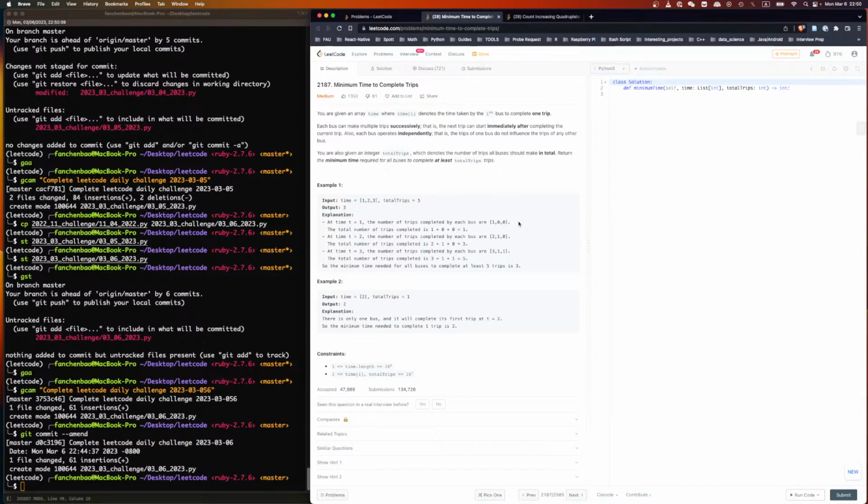So everybody should go in parallel, right? Because that's always the best strategy. So basically this is asking, if all the buses are going in parallel, what's the minimum amount of time needed to complete the total number of trips? Now we can sort everything from small to large, right? And we can say, binary search.